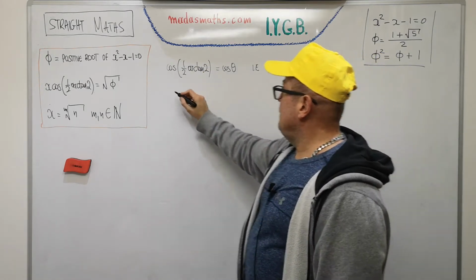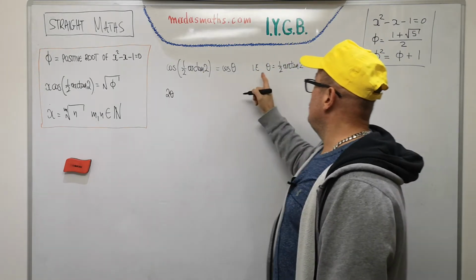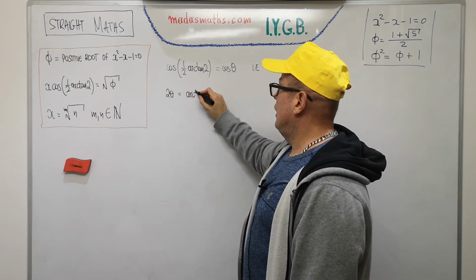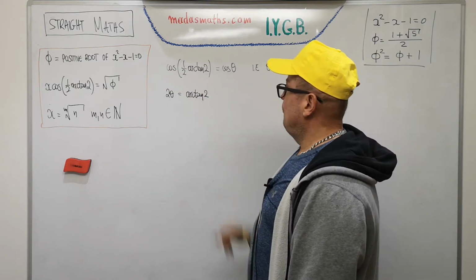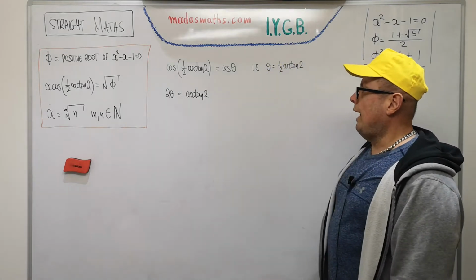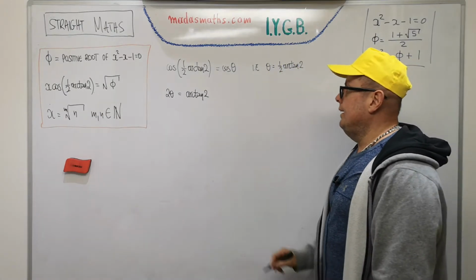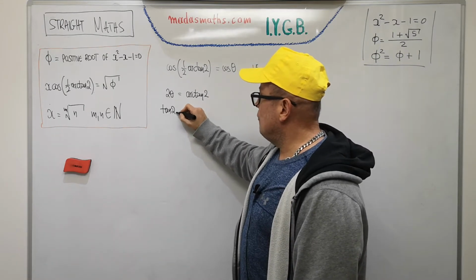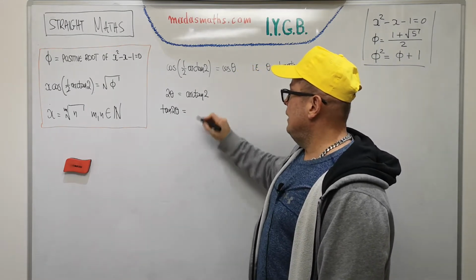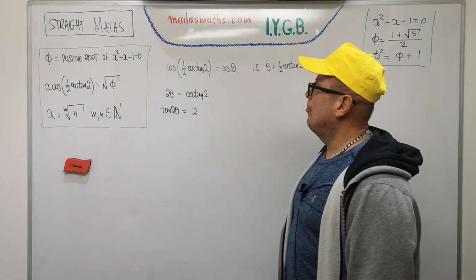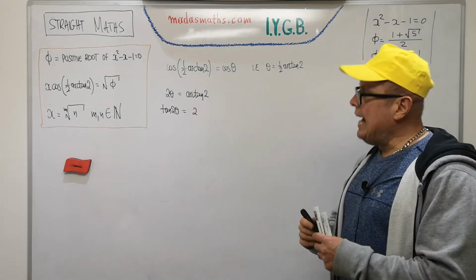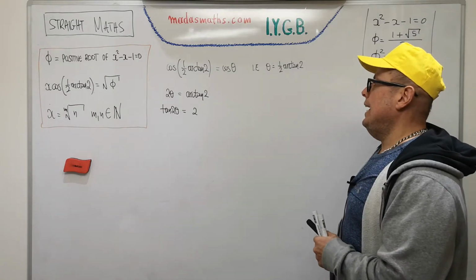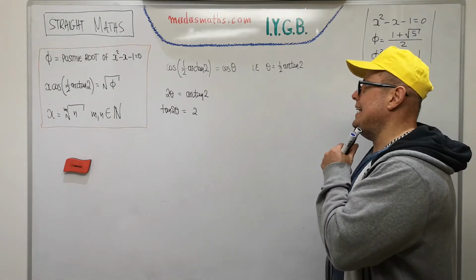So I can say, quite clearly, 2 lots of theta is equal to the arctan of 2. What do I want to do next? I want to get rid of this arctan. So I'm going to tan both sides of this equation. The tan of 2 theta is quite clearly 2. And somehow I need to go back into cosines. Okay, how will I go from a tan into a cos?